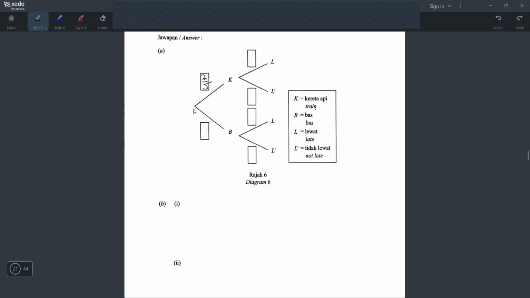So if the probability of her going with train is 2 over 5, then the probability of bus will be 3 over 5, right? How I get this is I take 1 minus 2 over 5, okay? Then I get 3 over 5, okay? Because total probability is always 1, right? Because it's either train or bus, right? So if I want to calculate the bus, I'll just take 1 minus 2 over 5 to get this, right?